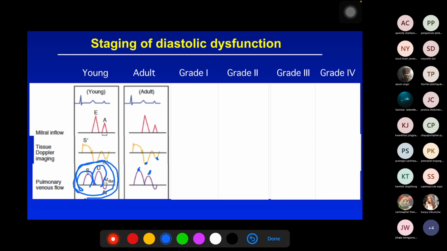So how can we differentiate the pulmonic vein Doppler that has S less than D? We have to look at the other parameters. If S is less than D in a young adult, and E over A ratio is about 1 to 2, and tissue Doppler shows E prime over A prime, so this is the normal pulmonic vein flow in the young adult.